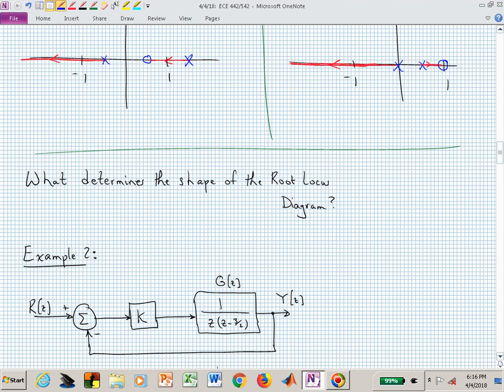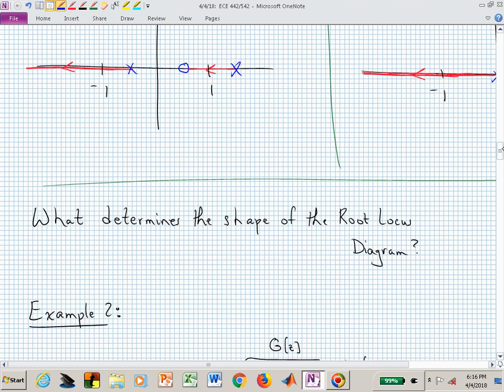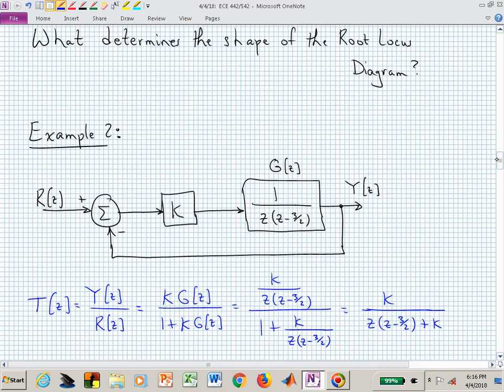Here's our example number 2 that we've played with before. Let me expand this a little. Here is our generic block diagram in root locus form. We've isolated the K. We can find the closed loop transfer function. That's Kg over 1 plus Kg. We have a ratio of ratios, and we can get a common denominator in both, and that common denominator cancels, and now we're left with K over Z times Z minus 3/2 plus K.